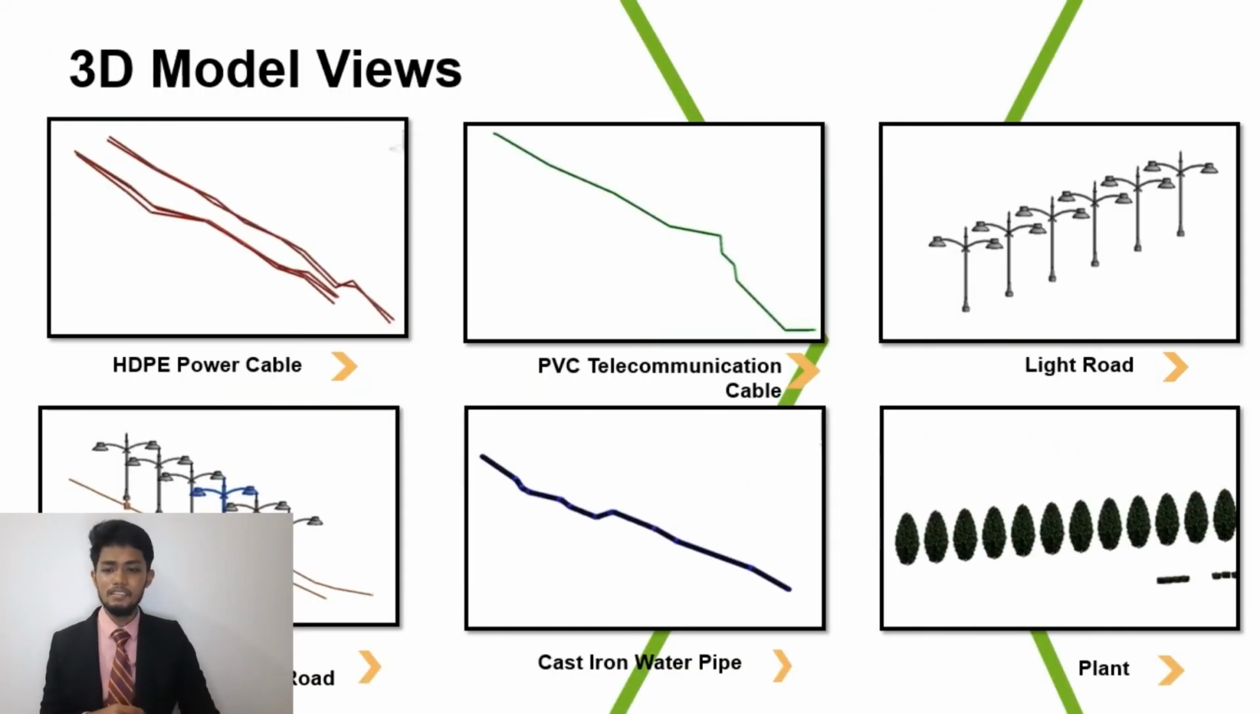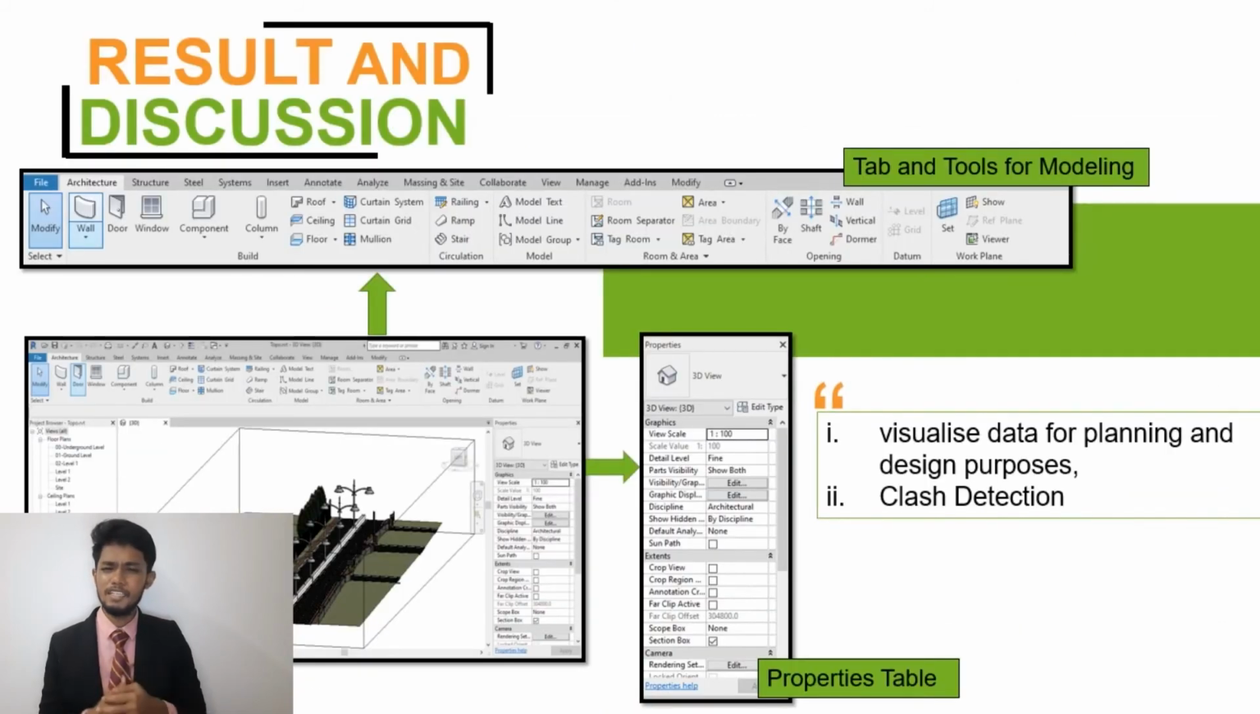So these are the 3D displays of each object. First, it is the HDPE power cable, PVC telecommunication cable, light rod, PVC low voltage connected with the light rod, the cast iron water pipe with a diameter of 150 mm, and the plant. So with the 3D visualization, it can increase the level of management for the underground utilities, and it can visualize the data for planning and design purposes, utilize data, risk analysis and clash detection.